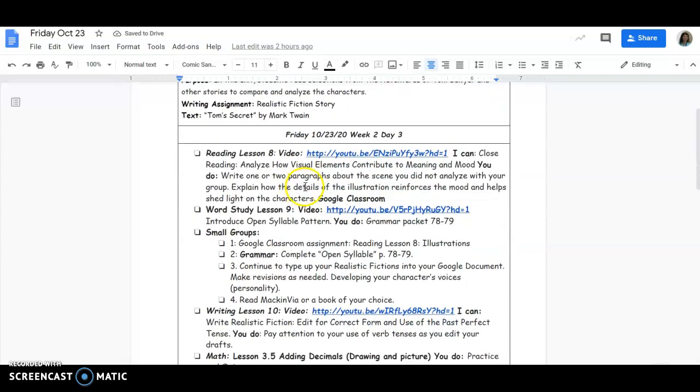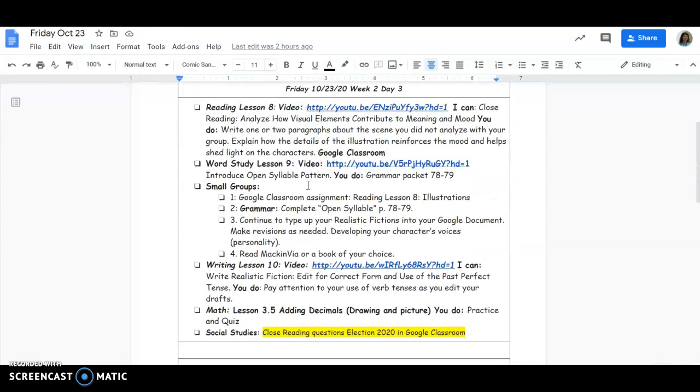Still working on Tom's Secret. Today we're going to be looking at how illustrations help you better understand the mood and what's going on in the story. You're also going to look at what the picture illustration adds to the details in the story. It tells you more in the video that you're going to watch shortly. And that's a Google Classroom assignment. We'll go over that in a second.